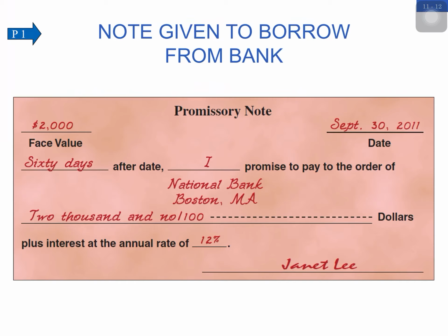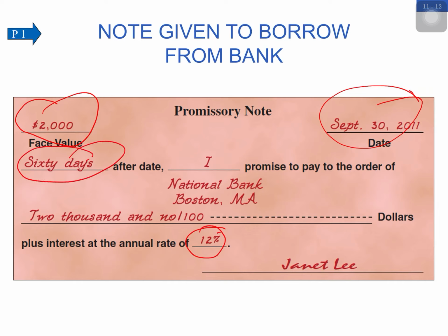This is the example of the note. They have the amount of money, the date, and then the percentage. This is the date of the note, and this is the deadline after 60 days.